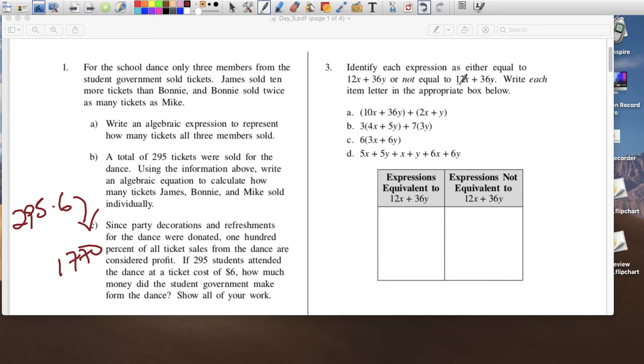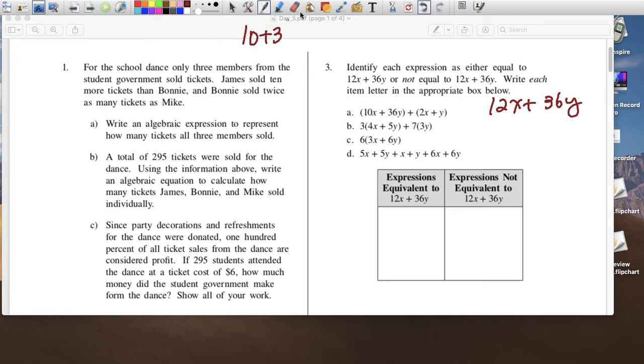Identify each expression as either equal to 12x plus 36y or not equal. So is A equal to this or not equal to this? Is B equal to this or not? And so forth. Let's start with A. So A equals 10x plus 36y, right? Remember, there's a little 1 over here.